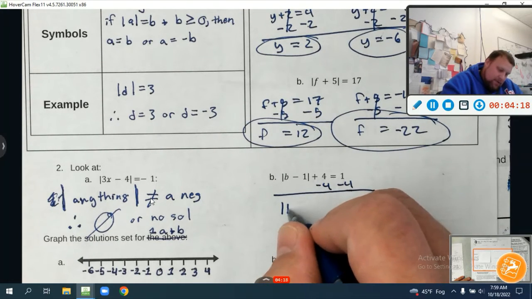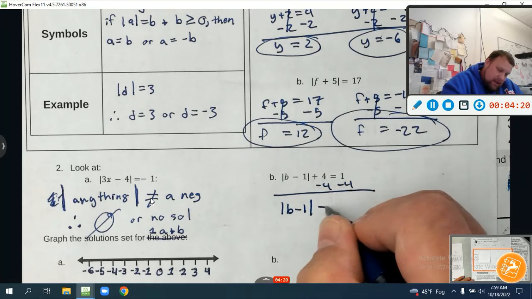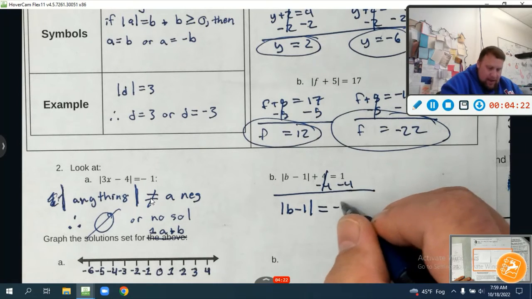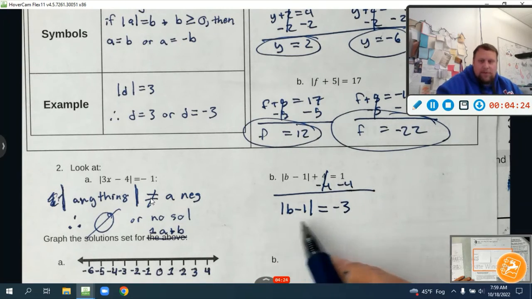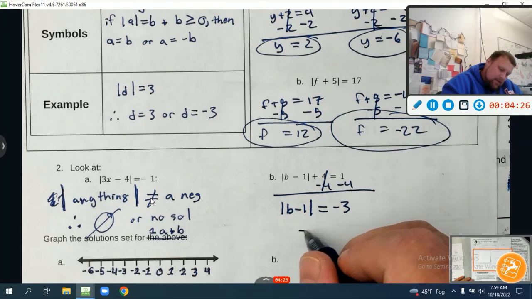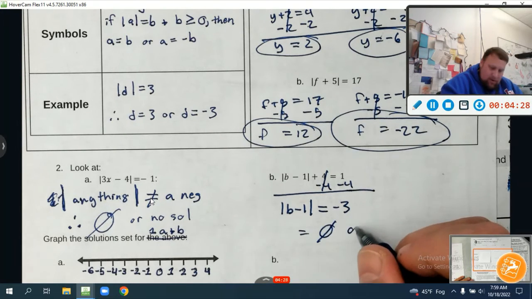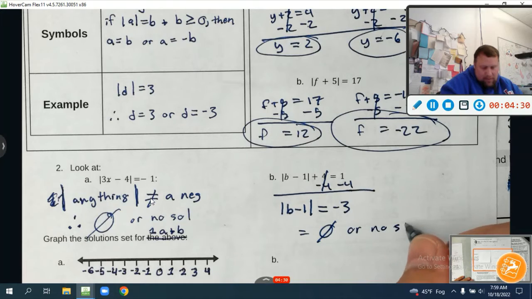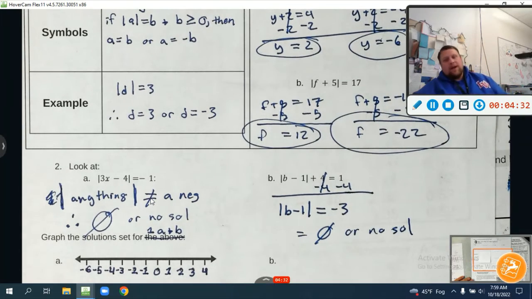Now I get the absolute value of b minus 1 equals, that's gone, negative 3. Uh-oh, that's a negative. Absolute value can't equal negative. This equals the null set or no solution. No, you don't have to write them both. I'm just writing them both for you.